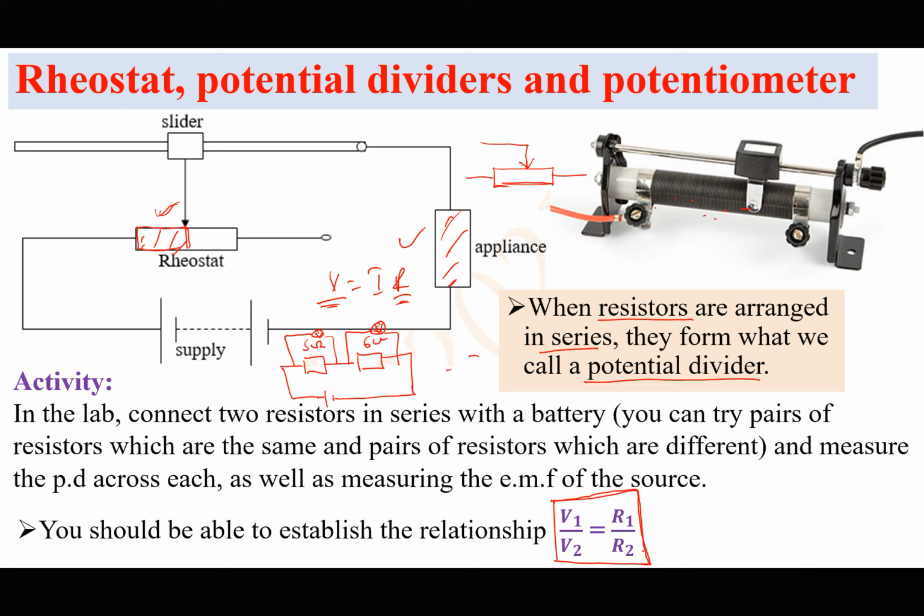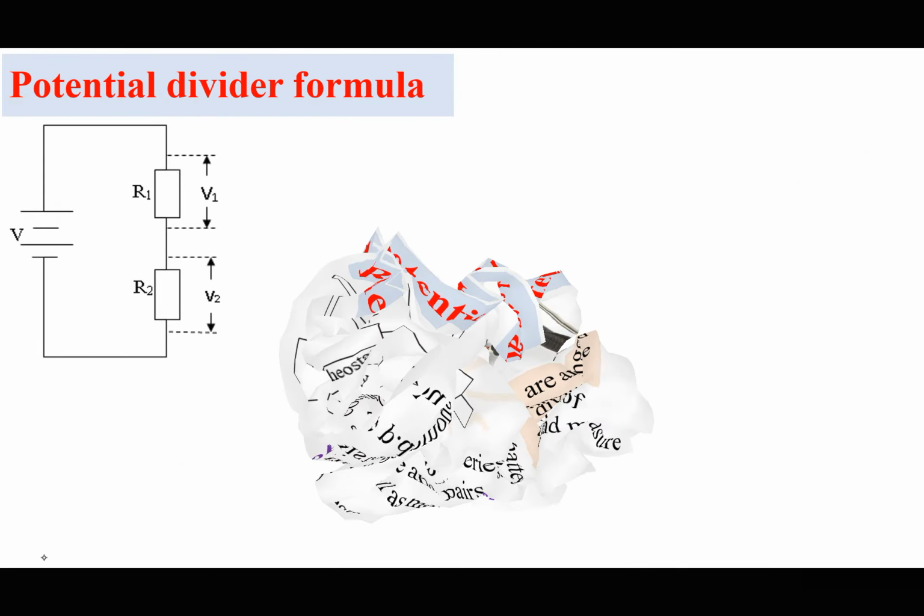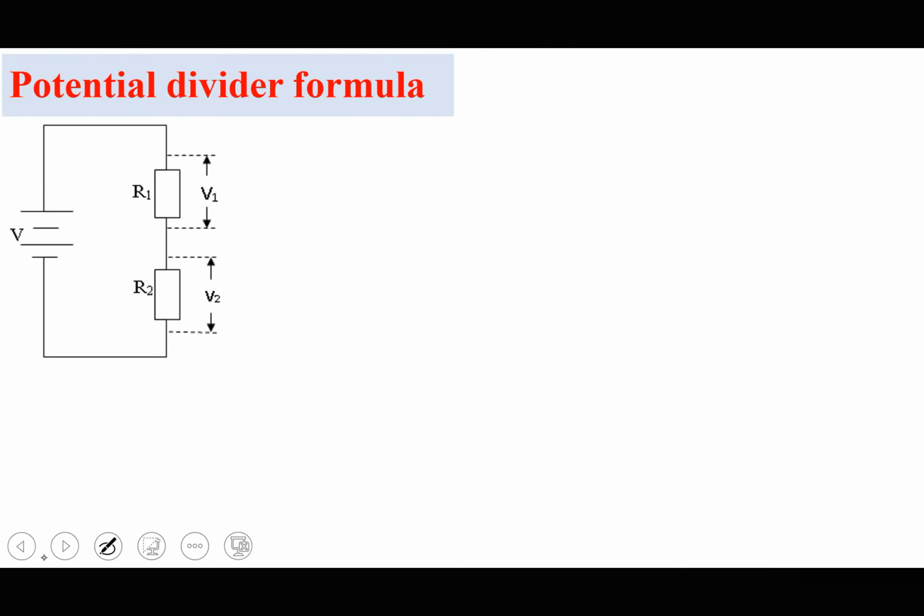But let's derive this expression scientifically. So this is what I'm talking about. You have two resistors in series. Whenever resistors are joined in series, not necessarily two, they could be more than two, they form what we call a potential divider. That is very important. Every time resistors are in series, they form a potential divider because they divide the potential of the power supply in the ratio of their resistances.